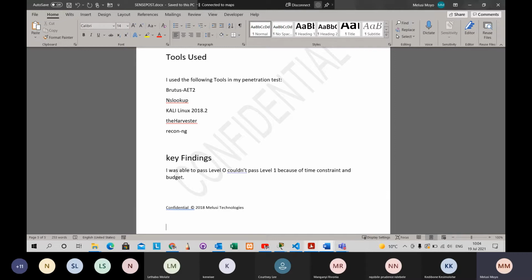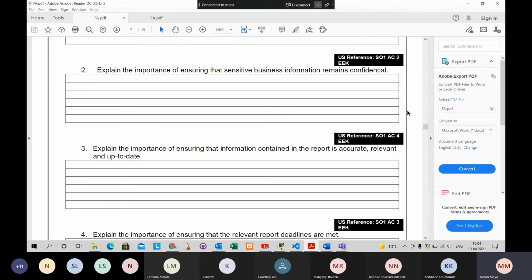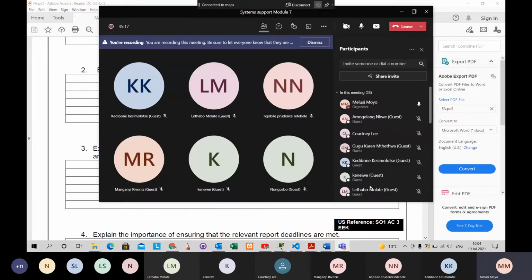Okay, let me go back to this part. Formative. Okay, that was number 2. I think we have explained much on number 2. Okay, number 3: explain the importance of ensuring that information contained in the report is accurate, relevant, and up to date. Why do you think that information is relevant and is supposed to be contained? Why do you think that is?